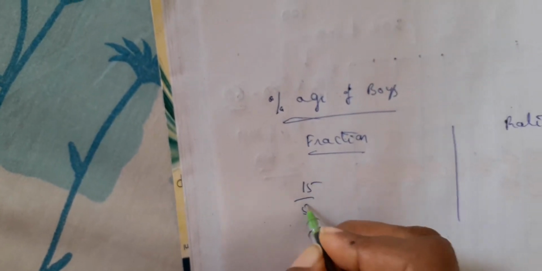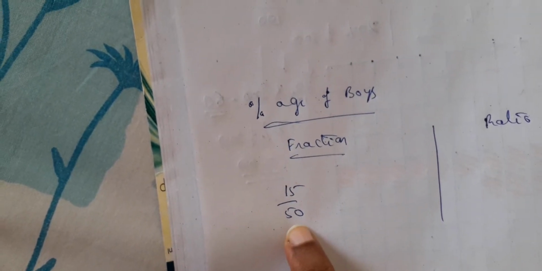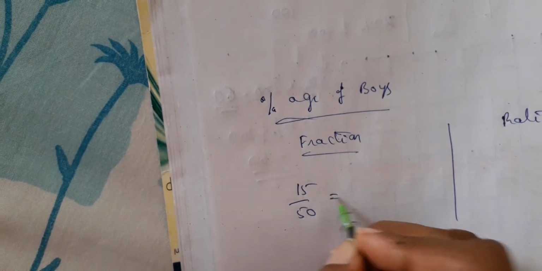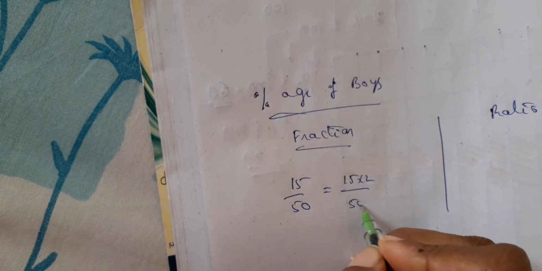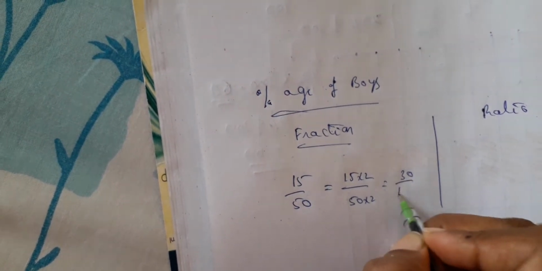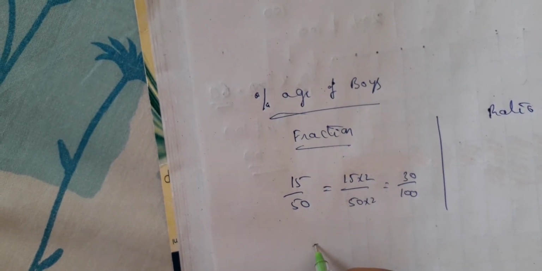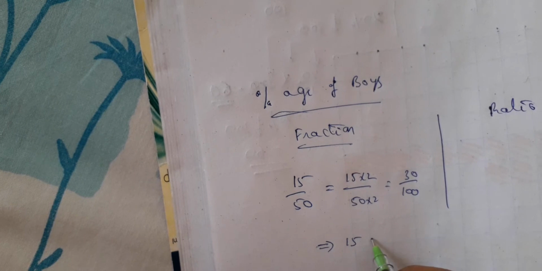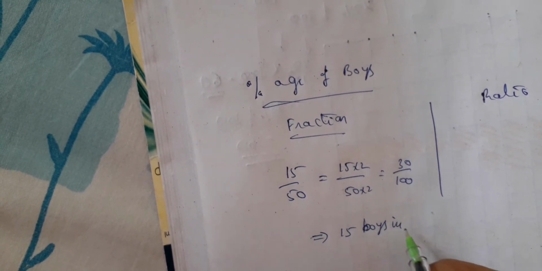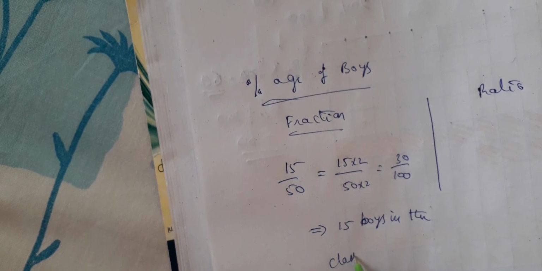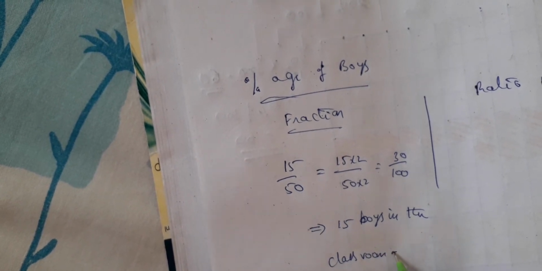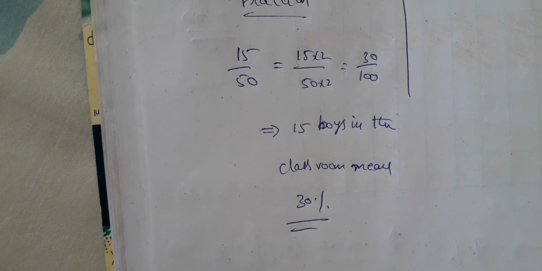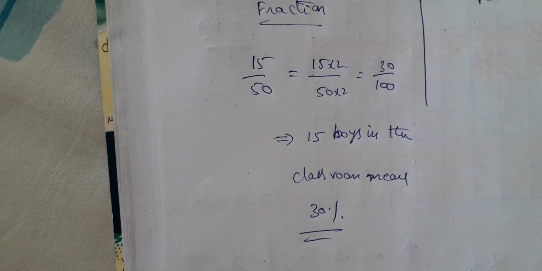So what is the fraction method you have here? 15 by 50. To make this into a percentage, I want the denominator to be 100. So I'll write it as 15 into 2 by 50 into 2, that is equal to 30 by 100, which implies 30%. So 15 boys in a classroom of total 50 children means 30% are boys.